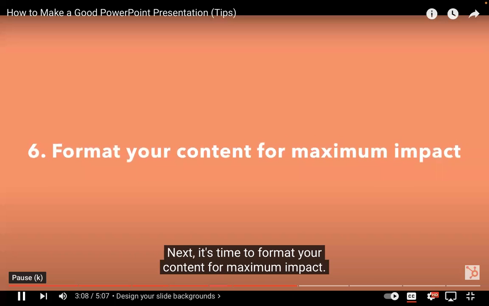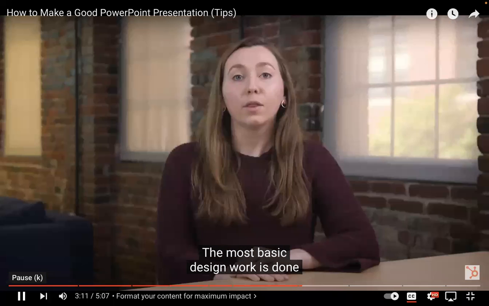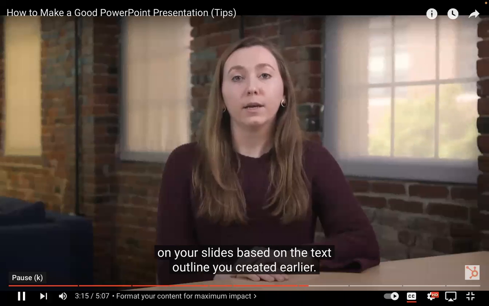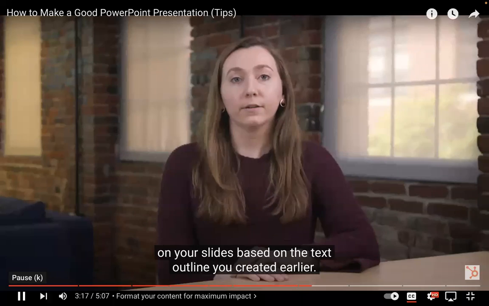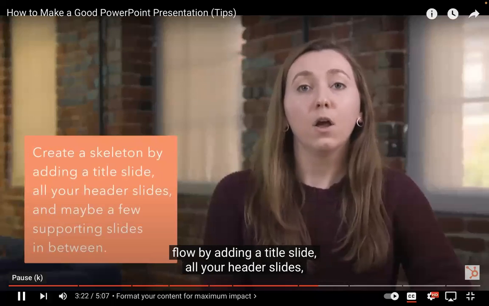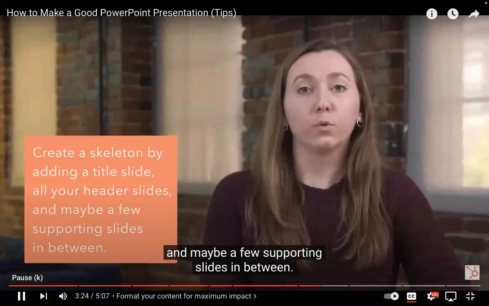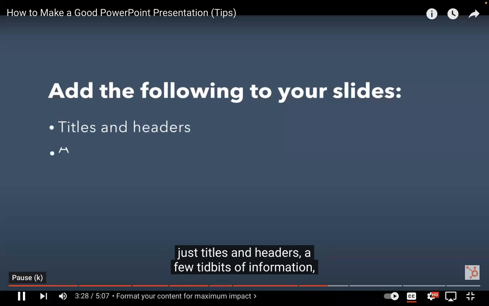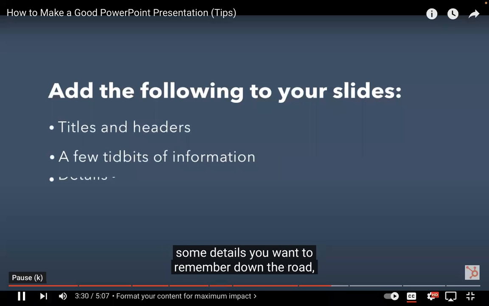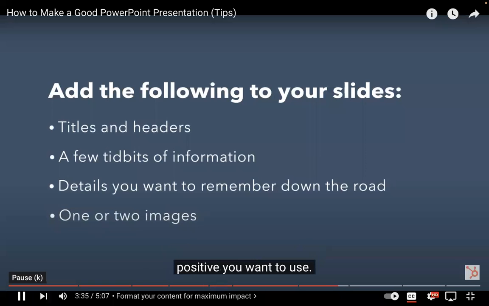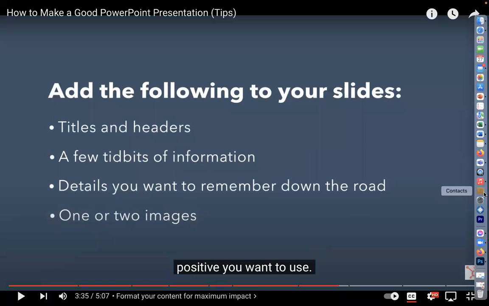Next, it's time to format your content for maximum impact. Most basic design work is done, and it's time to start filling in the information on your slides based on the text outline you created earlier. First, create a skeleton of how your slides will flow by adding a title slide, all your header slides, and maybe a few supporting slides in between. These slides shouldn't be complex, just titles and headers, a few tidbits of information, some details you want to remember down the road, and only the 1 or 2 images you're positive you want to use. Now, if we go back to that PowerPoint.